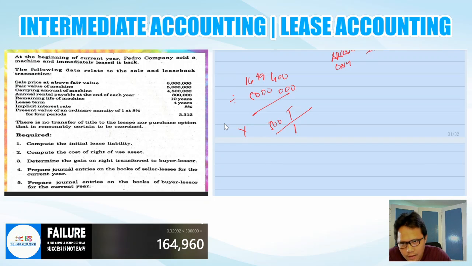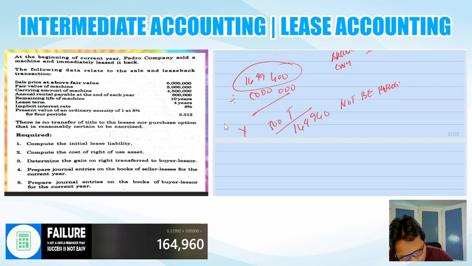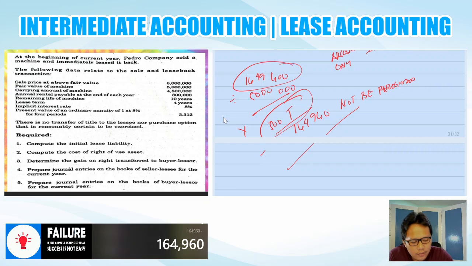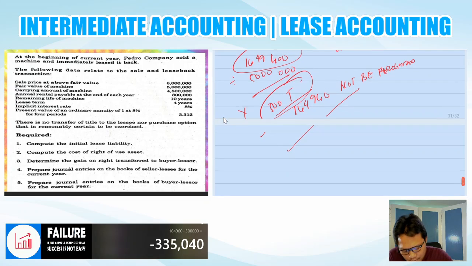So the gain, okay, not to be recognized, do not be confused. This is still not to be recognized because ito nga, kinuha lang natin dito yung portion for the right of use. Di ba? So the gain not to be recognized, deduct that from your adjusted total gain. Okay? So the gain to be recognized is 335,040. Okay? Gain to be recognized.